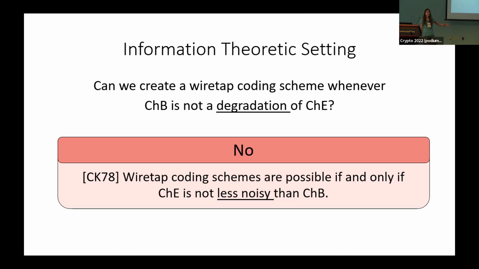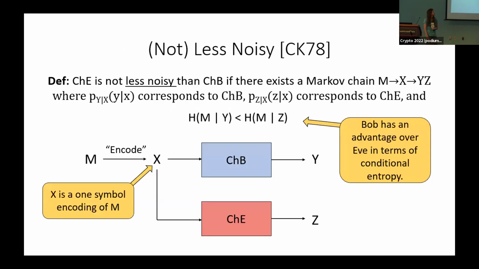Okay, so there's a little bit of a double negative here. We say not less noisy instead of noisier, and the reason is this is not really a linear relationship. In fact, two channels can both be not less noisy than each other, and I'll explain this more on the next slide. So what is not less noisy? And recall, this is the case when wiretap coding is possible.